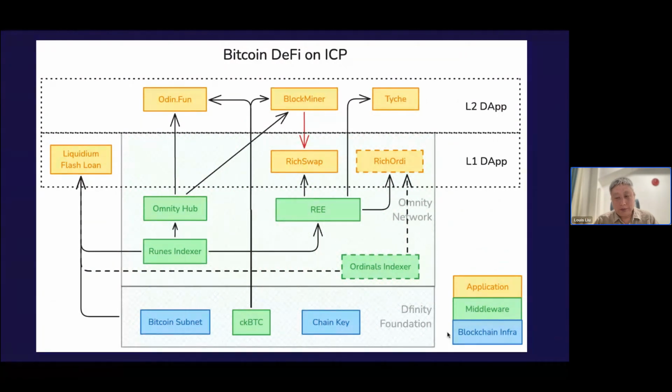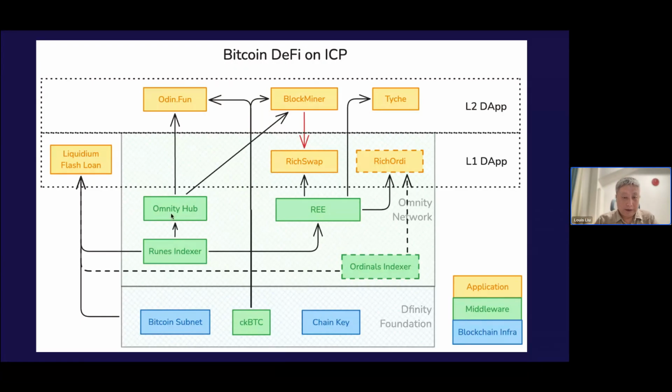And upon this underlying Bitcoin blockchain infrastructure, Omnity provides some on-chain middleware. First, we built Omnity Hub. It's a mint and burn type of cross-chain bridge, so people can transfer their runes from Bitcoin to IC. So this asset will be wrapped into ICRC standard token format and be usable by IC application.